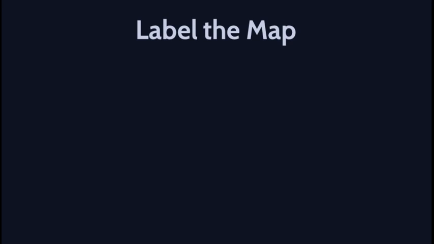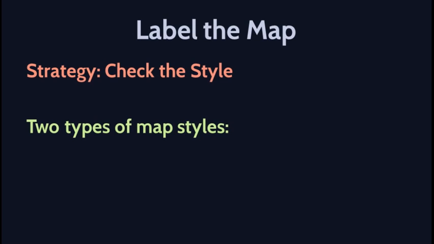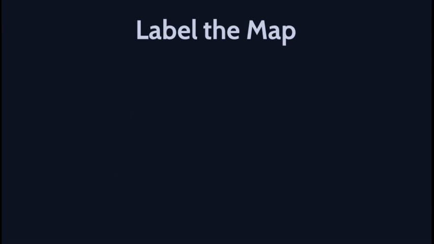All right, let's talk next about labeling the map. Strategy, checking the style. Okay, there are two types of map styles. Tours and not tours. Okay, some maps are going to lead you on a tour of the environment. Some maps are just going to describe, the speaker will just describe a map. It's not about giving you a tour, it's just about telling you about the map.